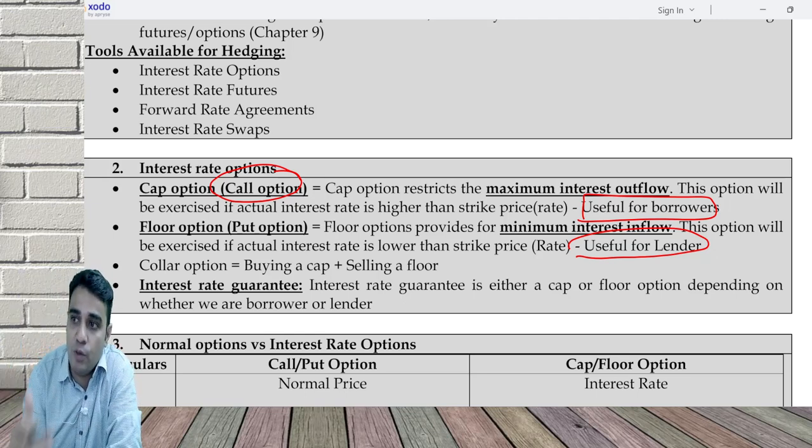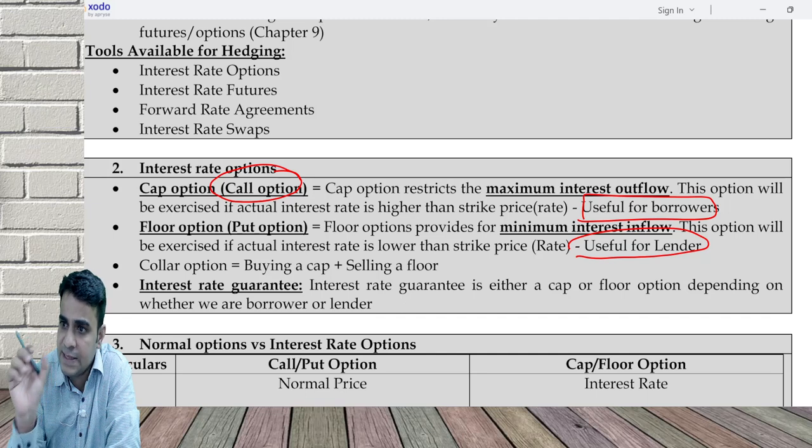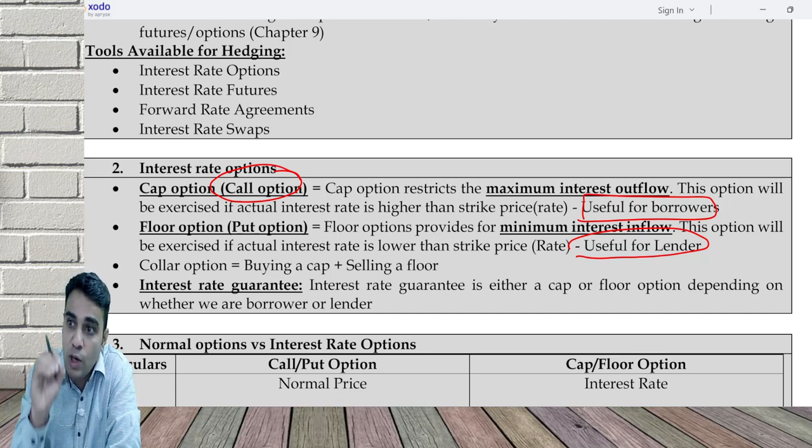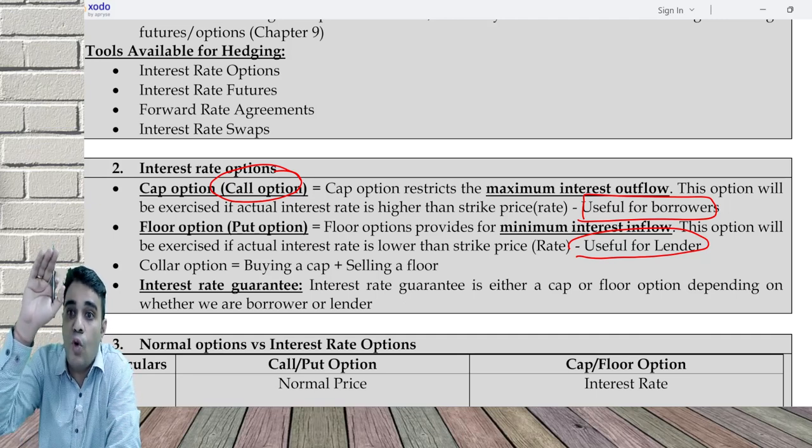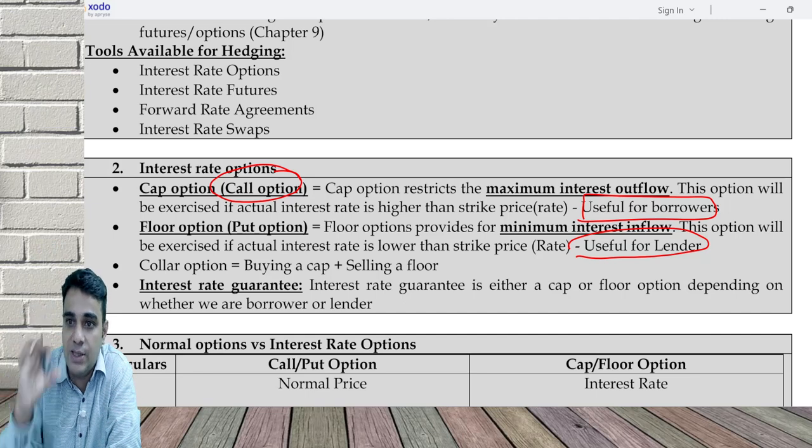If you buy a floor, what will you get? Minimum interest income. So if I sell a floor, I will have minimum interest outflow. What does a cap do? Maximum interest outflow. So what does a collar do? Maximum and minimum. That is, if interest rates go down, you will not get benefited. If interest rates go up, you will not get impacted. You will be in a range. That range is called a collar option.